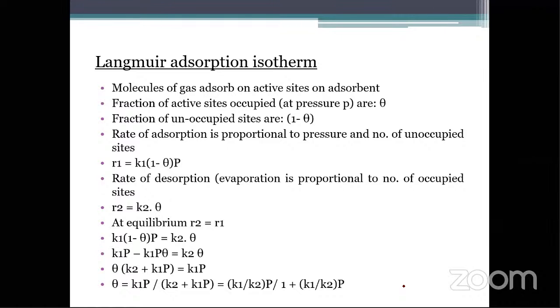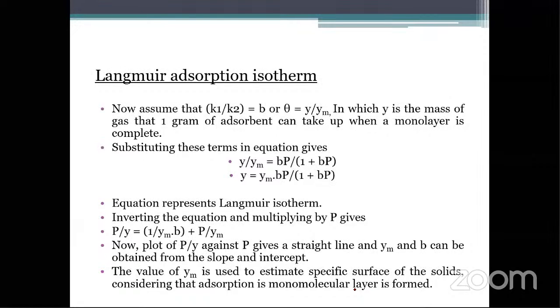Now at equilibrium, both the rate of adsorption and the rate of desorption will be equal. So at equilibrium, if R1 is equal to R2, then by simplifying that equation, we can write theta is equal to K1 by K2 into P upon 1 plus K1 upon K2 into P. Okay. Now assume that K1 upon K2 is equal to B, or theta is equal to Y upon Ym, in which Y is the mass of gas that 1 gram of adsorbent can take up when a monolayer is complete.